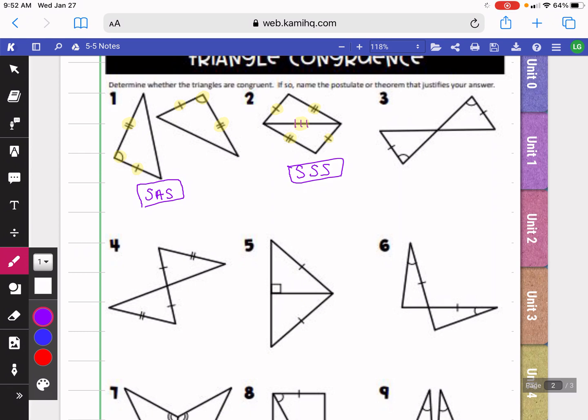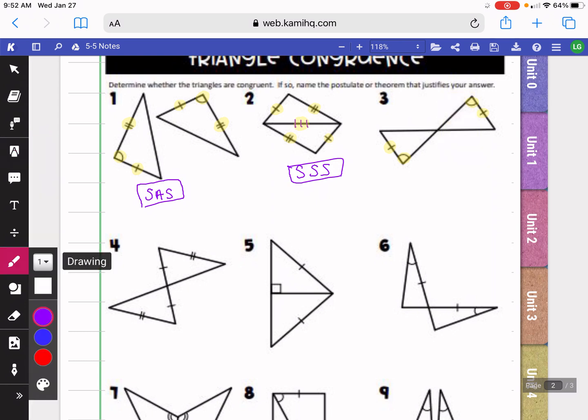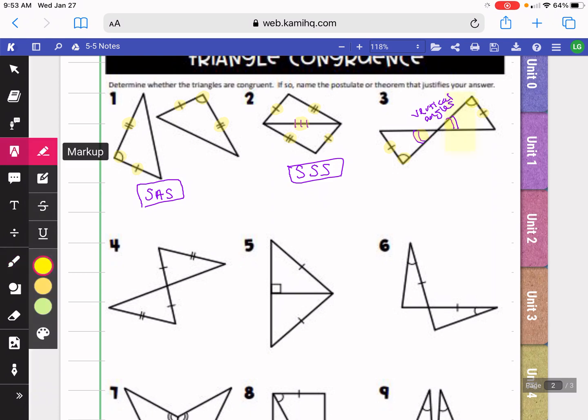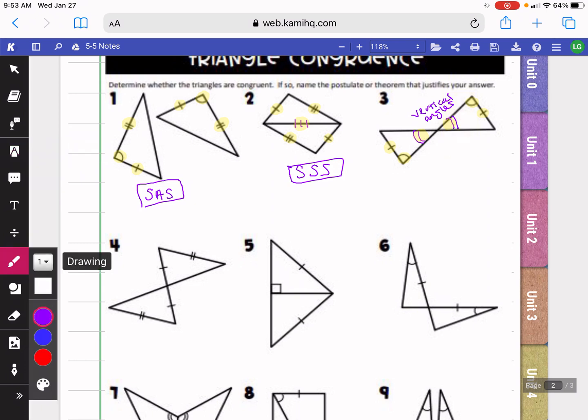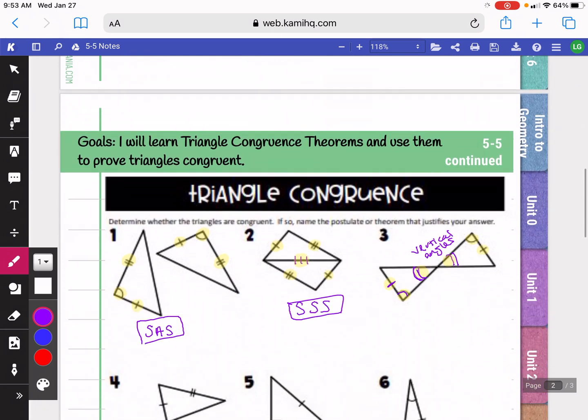On picture 3, we have marked a side and an angle on both. So they didn't give us something, but if you look at this picture, if you look at the two triangles that are shown, they make vertical angles. And remember, we learned vertical angles are congruent. So because those two are vertical, they're congruent. So now if you look at how our pictures are marked from left to right, we have a side, an angle, and another angle. We wouldn't call this SAA. If you look back to our theorems, we have one called angle, angle, side. So I'm going to call this AAS for angle, angle, side.